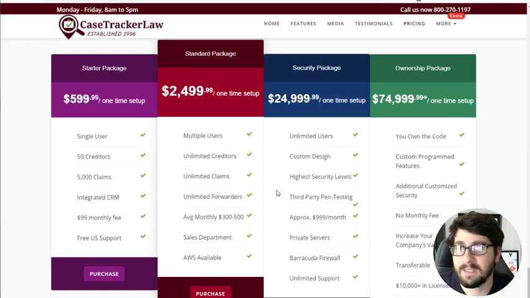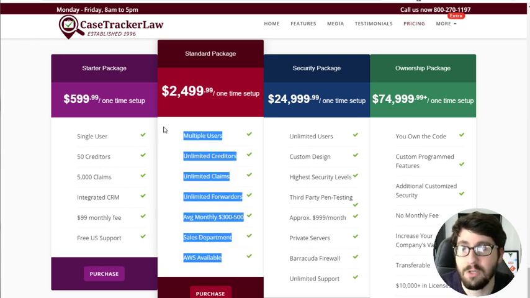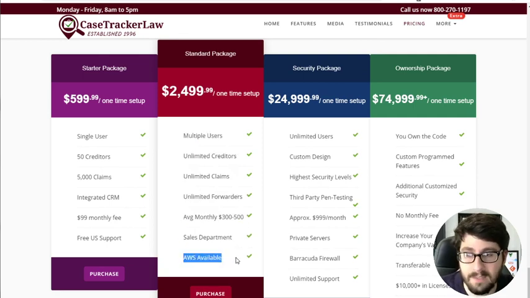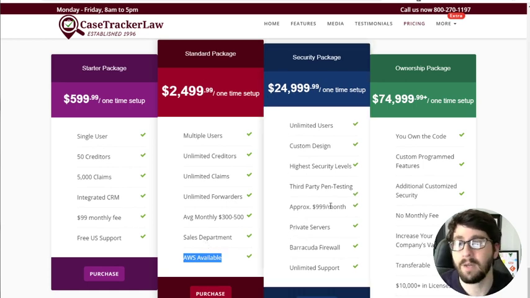And then for the standard package, multiple users, unlimited credit, like, this is the plan that you would need right here. Like, you would absolutely need this plan. But then you're talking about a $2,500 setup fee, and then $300 to $500 a month. And I'm sure that just the fact that it says AWS available, that's Amazon Web Services, that means that they're also trying to sell you a server separately from this. Or maybe it just means that, yeah, okay, I just saw this here.